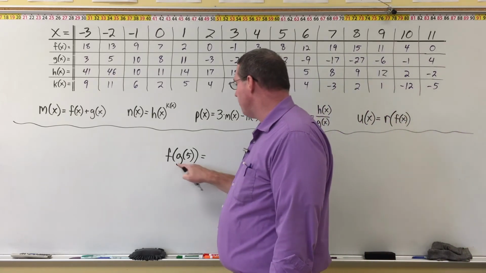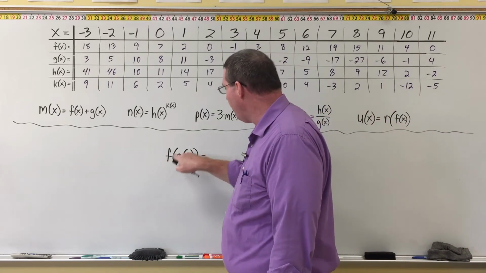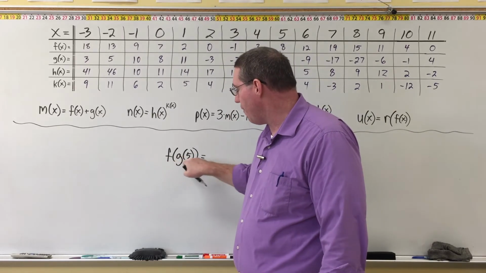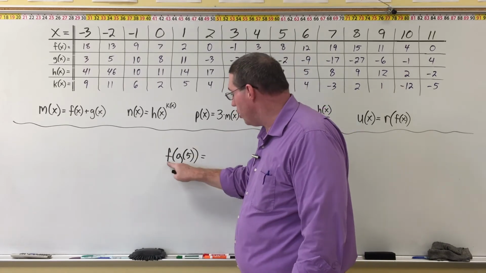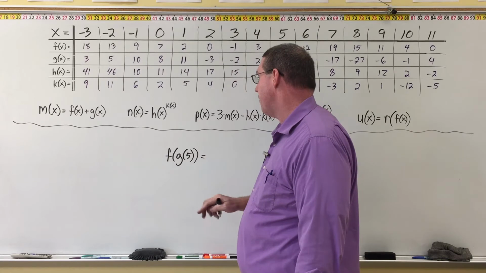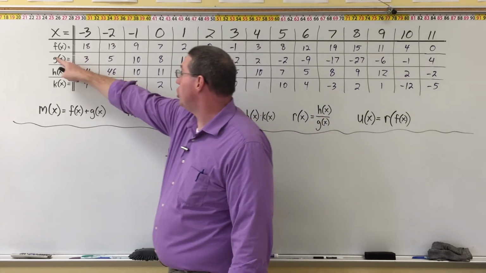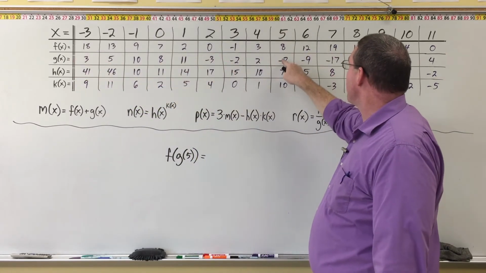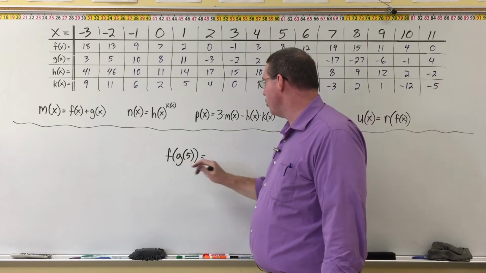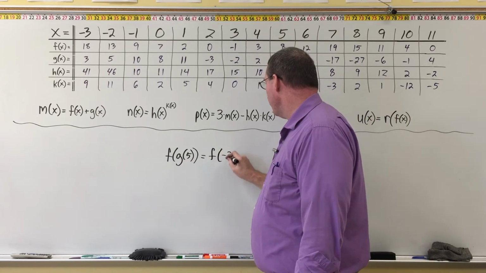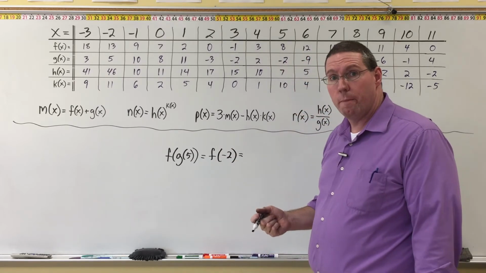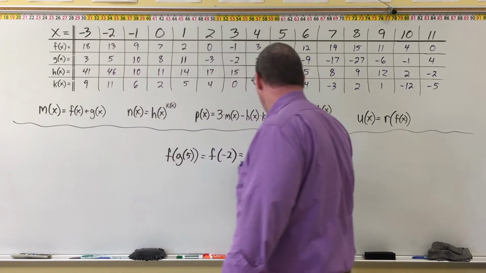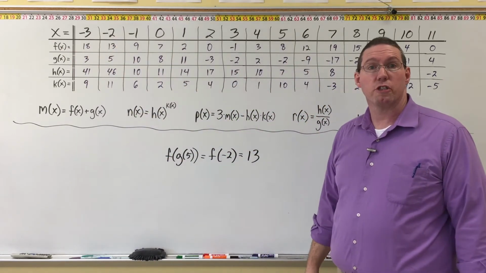Well, in order to identify f of g of 5, I need f of a number. I need to turn g of 5 into a number so that I can find f of that number. The input into f is the output of g of 5. So I'm going to go find g of 5. Here's g. Here's 5. G of 5 is -2. Therefore, I'm going to replace g of 5 with a -2. So really what I'm asking is, what is f of -2, which comes right out of the table. Here's -2. Here's f. F of -2 is 13. And so the answer to this question is 13, okay?